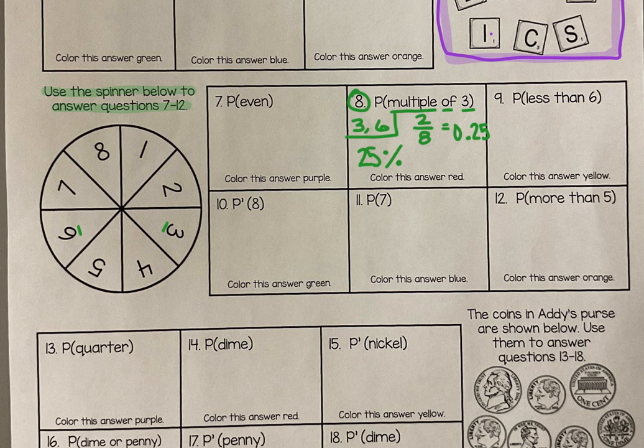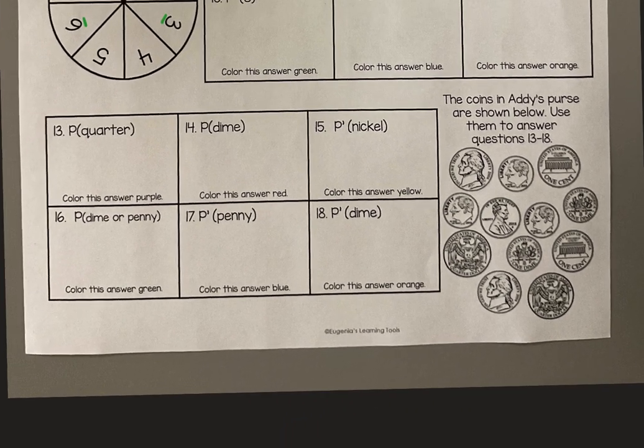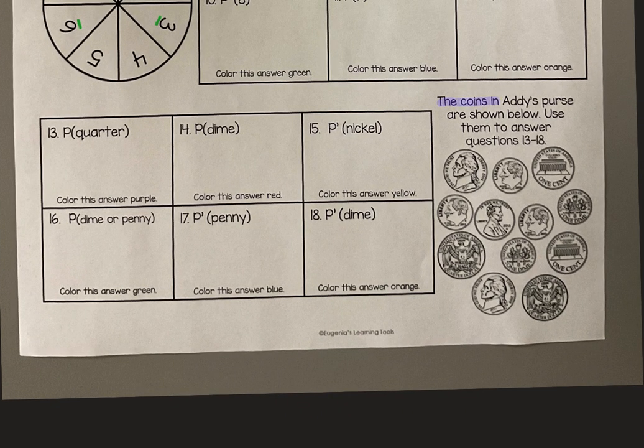All right. Last one I'll be doing with you is the money. It says the coins in Addie's purse are shown below. Use them to answer questions 3 through 18. All right, we can do that. Let's see if there's one I need to do. Well, number 16, you're going to add the dimes plus the pennies, but I guess we can just start right here with what's the probability of grabbing a quarter out of total.